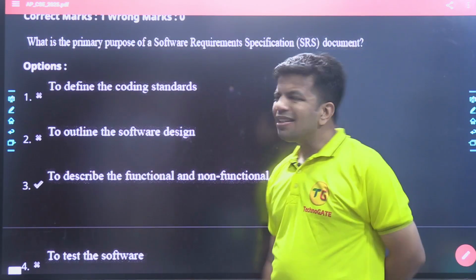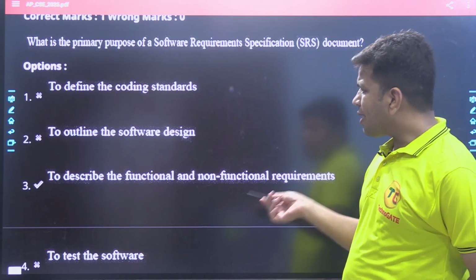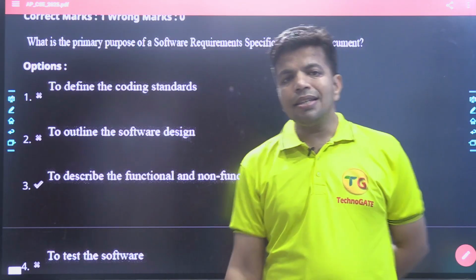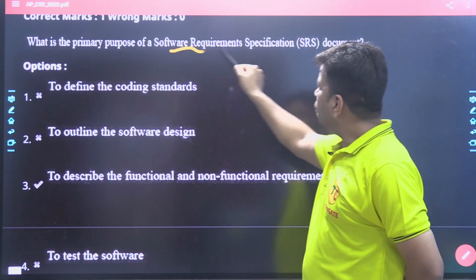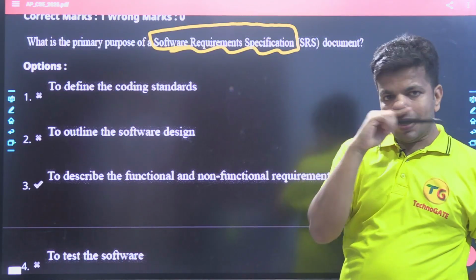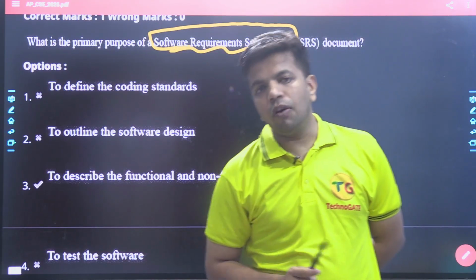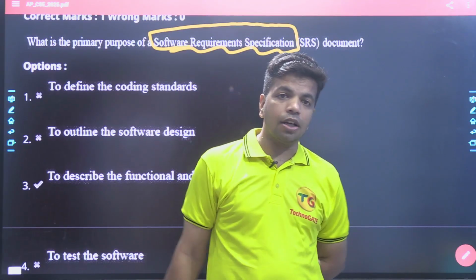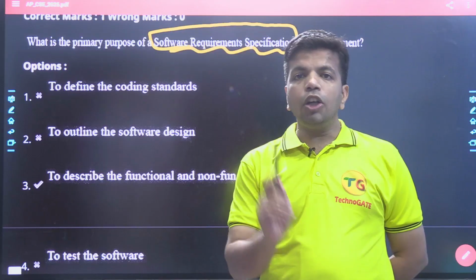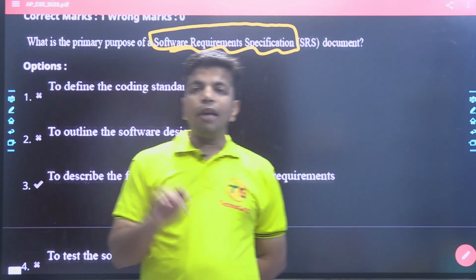The options are: to define the coding standards, to outline the software design, to describe the functional and non-functional requirements, or to test the software. SRS, as the name suggests, is software requirement specification. So can we say that it is going to specify the requirements of software? Now there are basically 2 types of requirements. The first is the functional requirement and the second is the non-functional requirement.